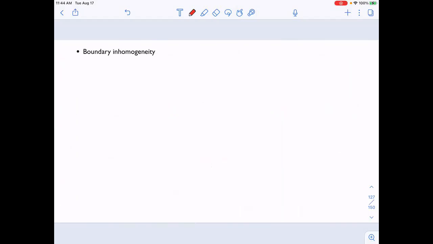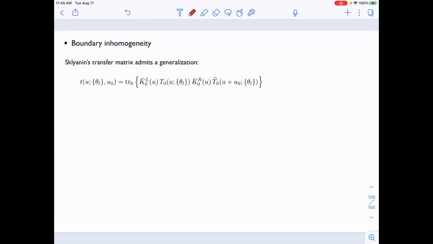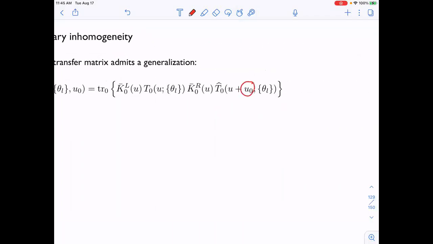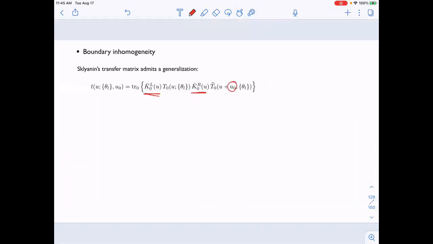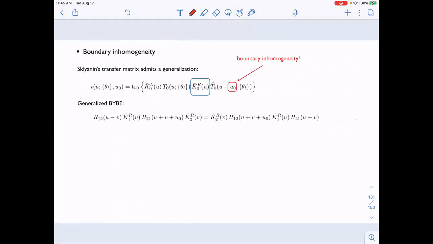Another one is this: we can come back now to this boundary inhomogeneity that we saw appearing. We saw it appear here in a very special context, but in fact, this is something quite general. So we can put some generic boundary inhomogeneity, U naught, in Sklyanin's transfer matrix, and put in some right K matrix here and some left K matrix here. And this leads to an integrable model. So again, here we have a boundary inhomogeneity.